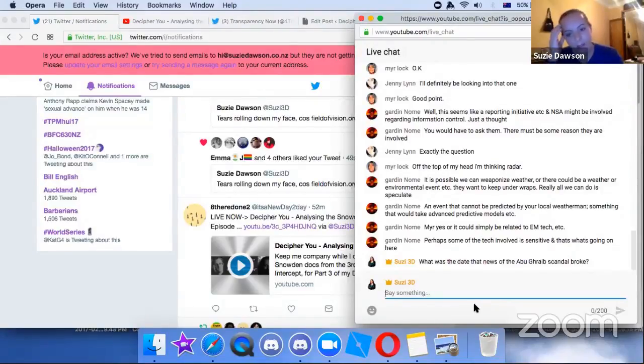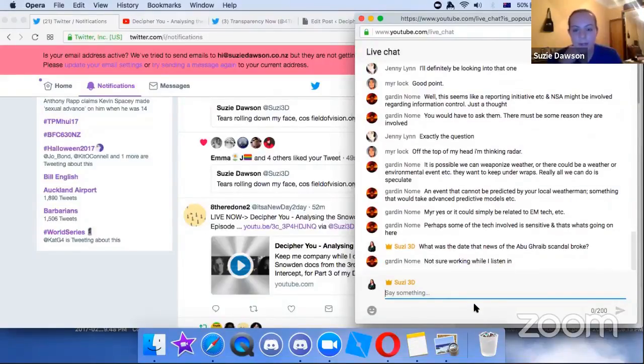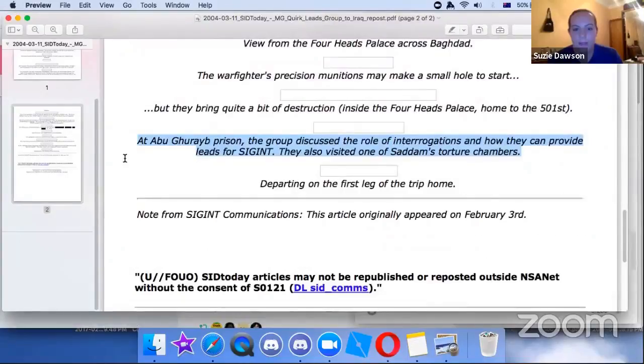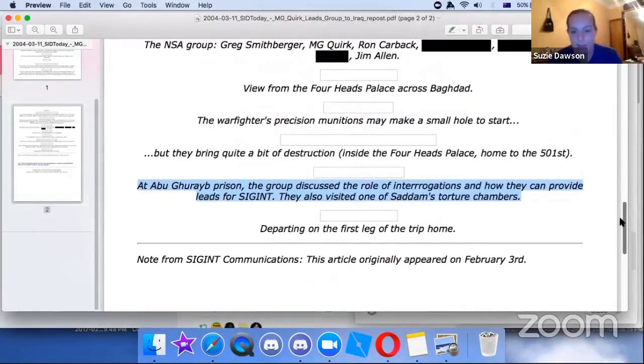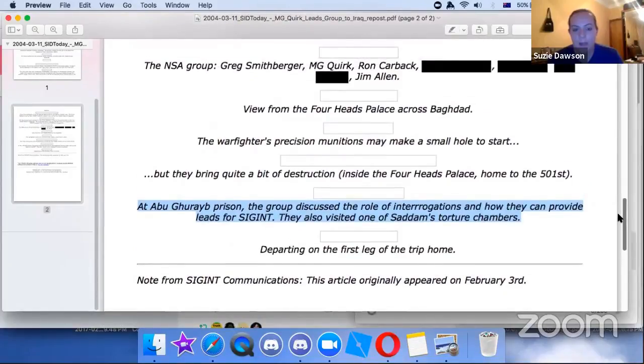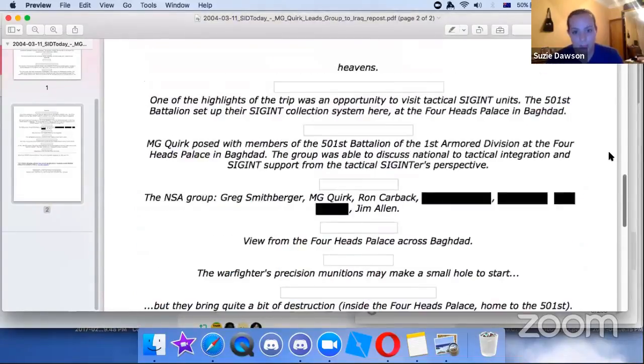Yeah, that's a good supposition, Garden Gnome. Like possibly that sensitive weather intelligence is because they're using instruments that are classified or are not available in the standard scientific or commercial sphere. This reference to Abu Ghraib is very interesting: this guy actually visited Abu Ghraib, specifically talked about interrogations there and how they can provide leads for signal intelligence. And they also visited one of Saddam's torture chambers.